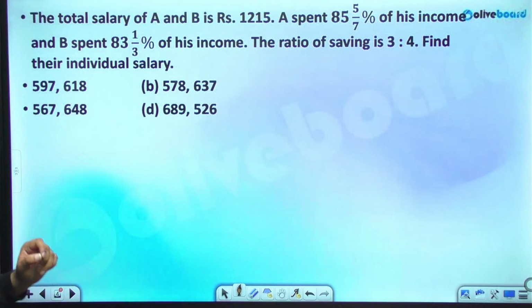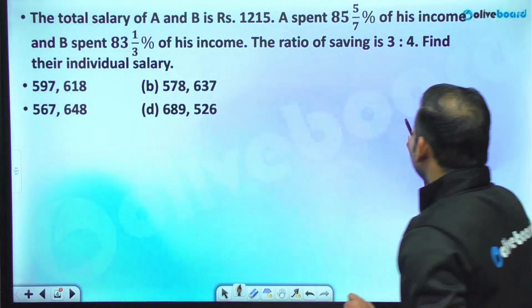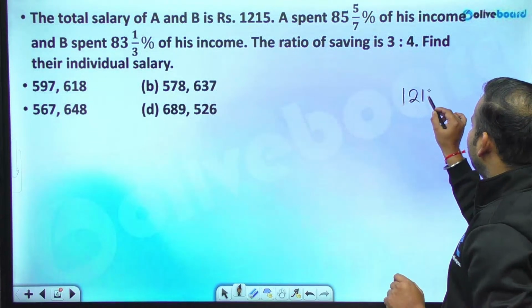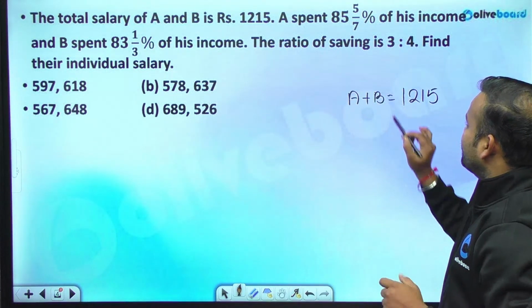What is the question saying? The total salary of A and B together is 1215. So this is the entire salary of A and B. We just don't know the respective salary of A and B.